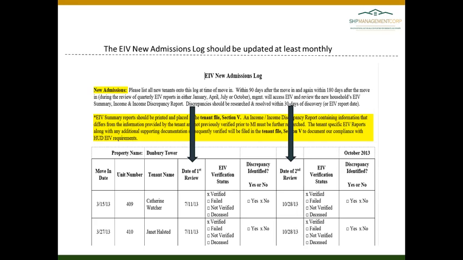We access EIV and review the new household EIV Summary Income and Income Discrepancy Report. Any discrepancies are researched and resolved within 30 days. So if there is any issue brought to light through review of the EIV, we must be resolving it within 30 days.